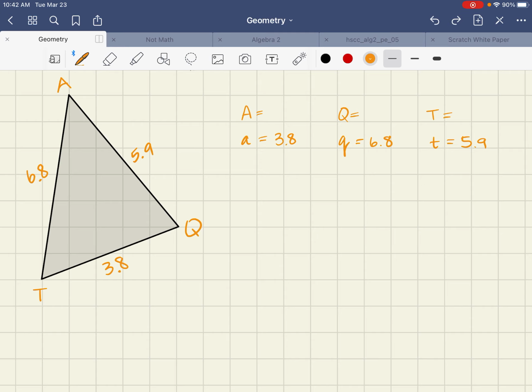The way it works is we write cosine of angle Q is equal to the two sides next to Q, the ones that make up angle Q. We're going to square those: 5.9 squared plus 3.8 squared, minus the side opposite to Q, which is 6.8 squared, over 2 times the adjacent sides multiplied together, 5.9 and 3.8. And then we just plug that into our calculator. So we're going to throw that big monstrosity in our calculator.